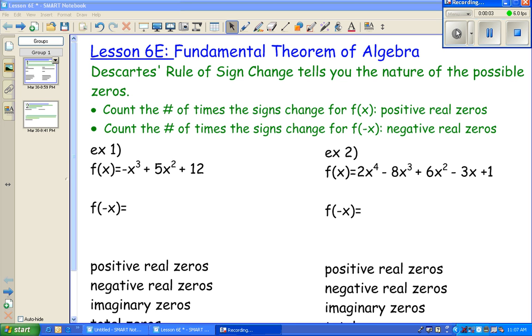Lesson 6E, the fundamental theorem of algebra, helps us look at the nature of the zeros and how many zeros a polynomial has. When you first look at a polynomial in standard form, where it's decreasing in degree power, like 3, 2, and then there isn't an x to the first power and then the x to the 0, you know from the fundamental theorem of algebra that this could have 3 zeros.